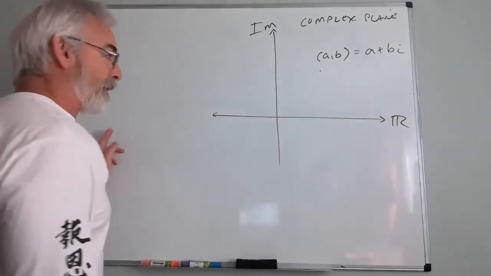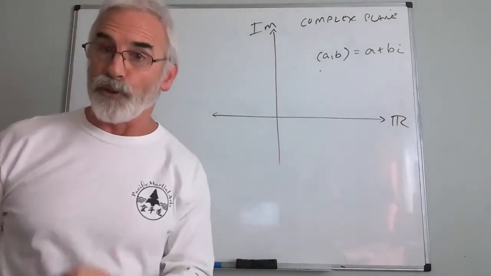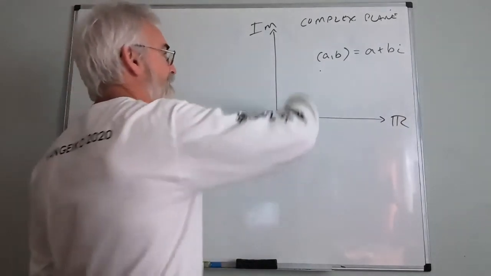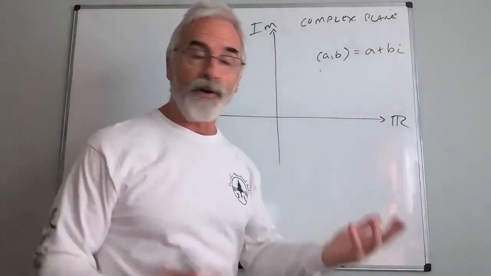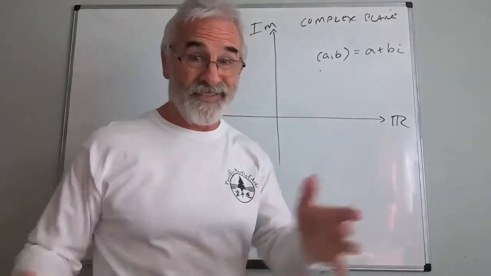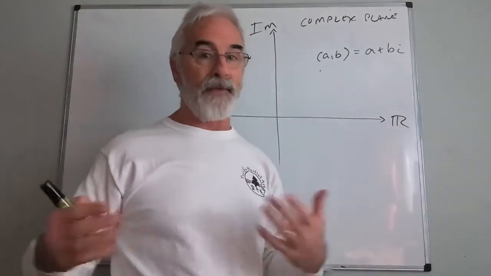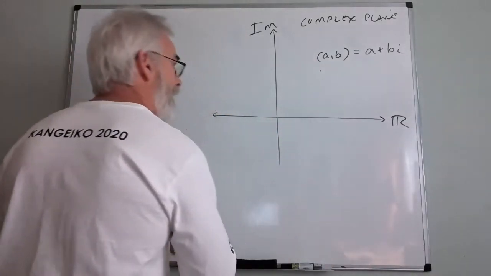Every real number can be represented as a point on that line. Every purely imaginary number can be represented as a point on that line. Therefore, when something has both parts, then it's a point in one of the quadrants. Now, this is absolute. This is how most all the math that you go on to later comes from this.